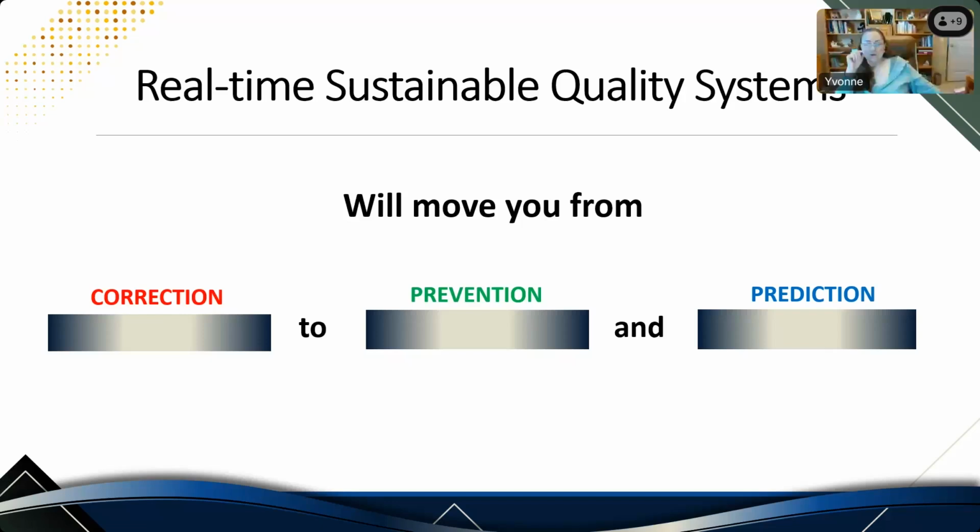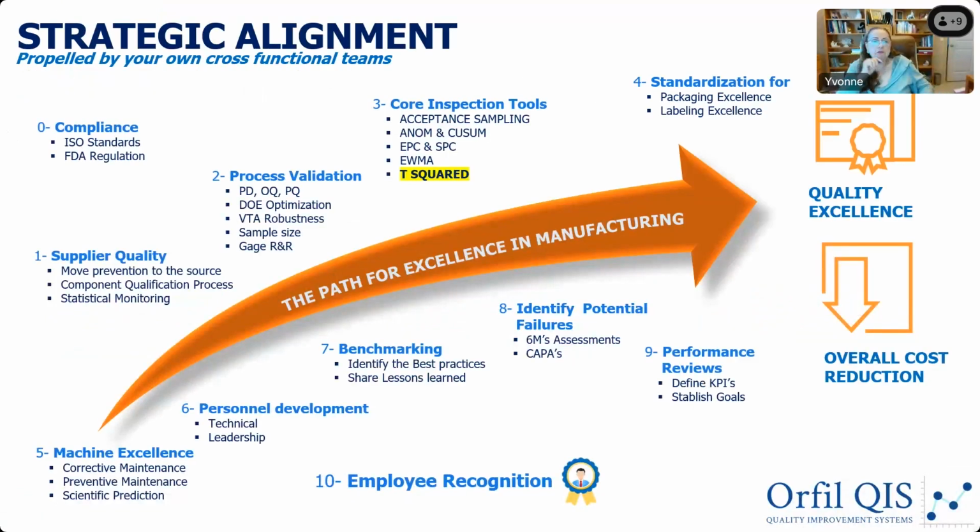Something that I want to show you quickly is the strategic alignment. This is something supporting TQM. Remember TQM in the 80s, total quality management? Supported by the quality gurus like Deming, Juran, Crosby, Feigenbaum, Ishikawa, all those guys.